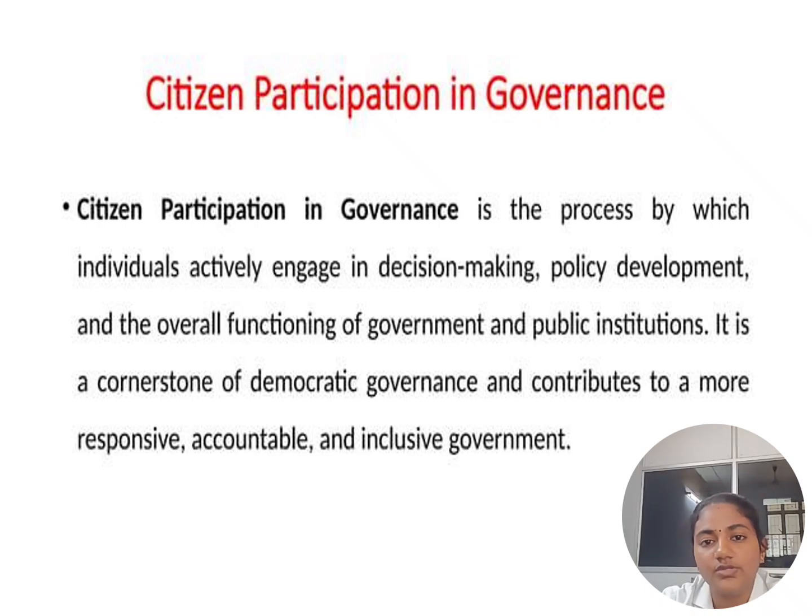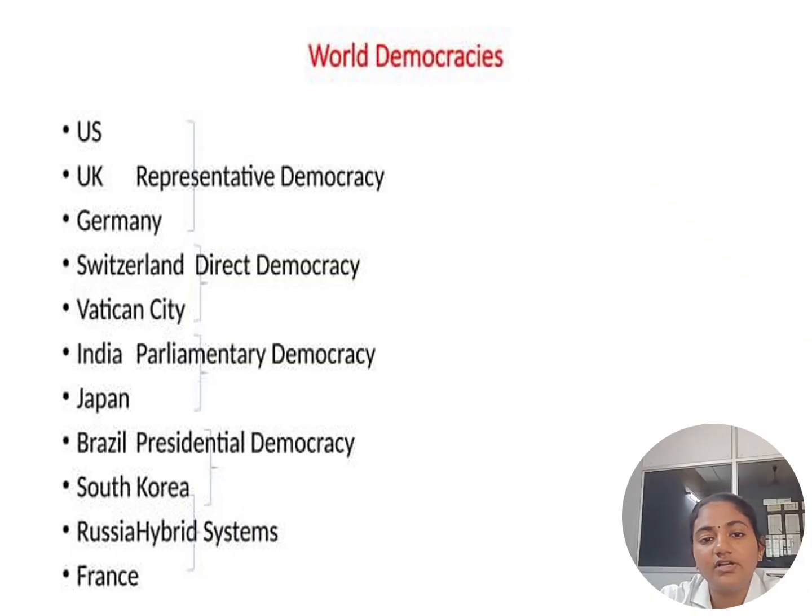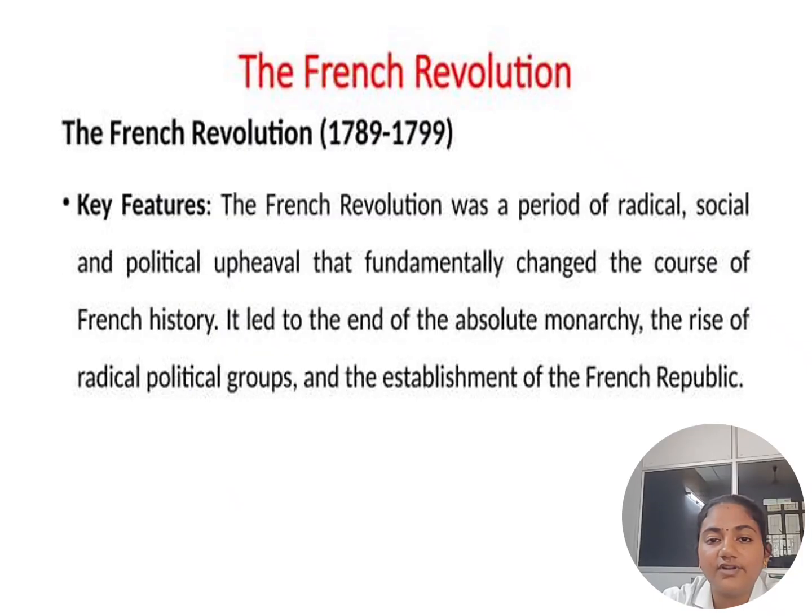an accountable, inclusive government. And the world democracies are described as the UK, US, and Germany, where Switzerland has direct democracy, and Vatican City, and these are all the classifications of world democracies. And the French Revolution is within 1789 to 1799.